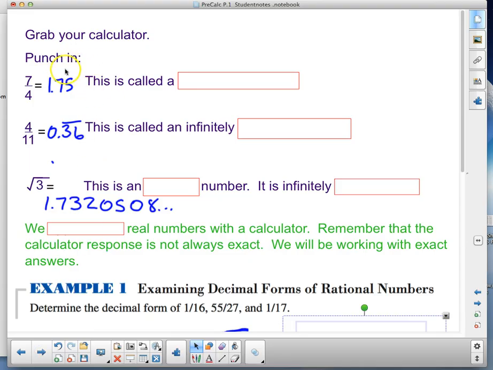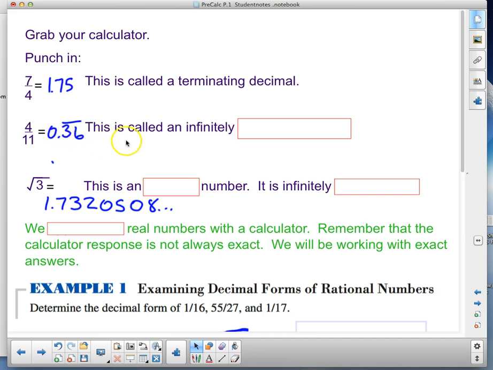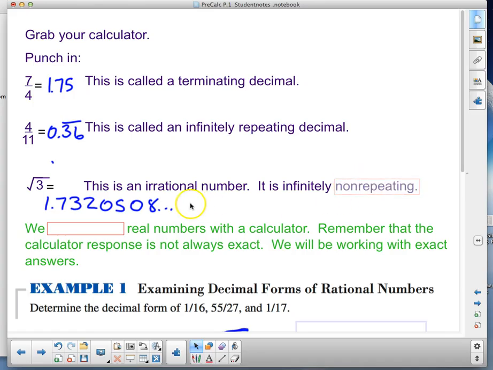Now, grabbing your calculator, punch in 7 divided by 4. This should return 1.75. This is called a terminating decimal. 4/11 equals 0.363636, but we'll put a bar over it, and this is called an infinitely repeating decimal. Now, the square root of 3 will return a value in your calculator that is an irrational number. It is infinitely non-repeating, as an irrational number.